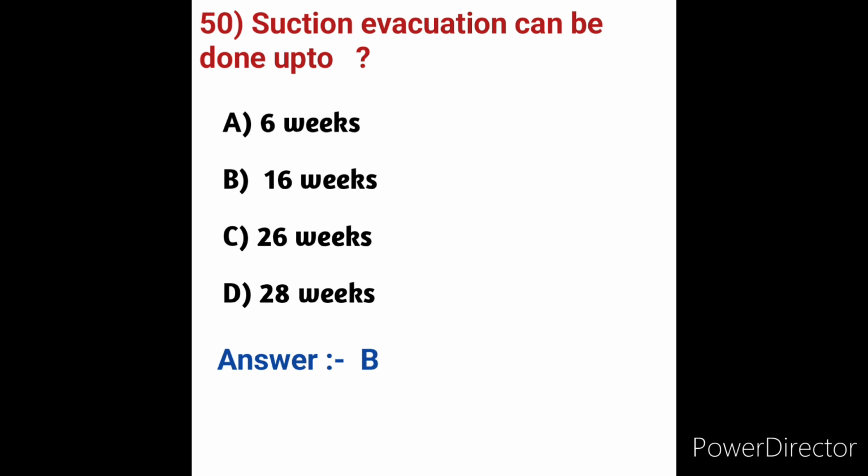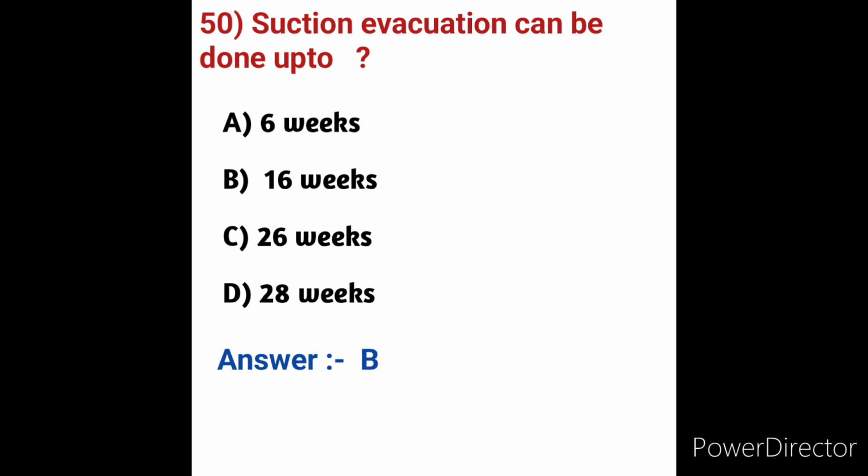Option D, 28 weeks. Here suction evacuation is a surgical procedure in which the cervix is dilated or opened and vacuum is used to remove tissue from the uterus. This method can be used from 14 weeks to 20 weeks of the gestational age. Suction evacuation is done sometimes after miscarriage also.